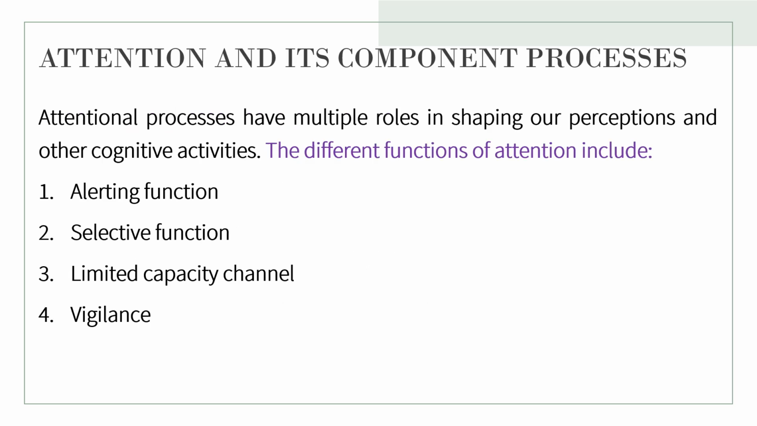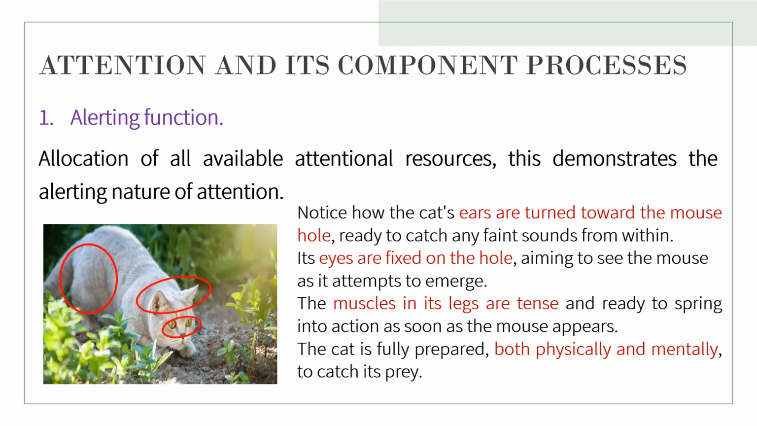So, starting with attention and its component processes. The attentional process has the alerting function, selective function, limited capacity channel, and vigilance as components. What is the alerting function? The alerting function is the allocation of all available attentional resources. This demonstrates the alerting nature of attention.